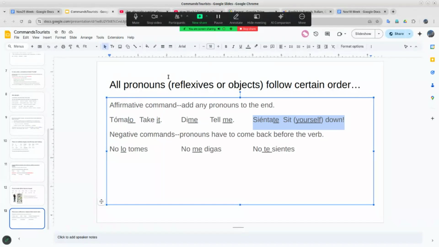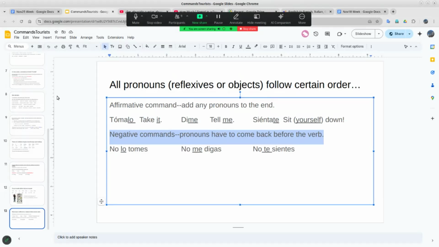You park your keister down there. Okay. Siéntate. That te at the end is a reflexive pronoun. It doesn't matter what kind of pronoun. If you have a pronoun attached to the idea of a command, for an affirmative command, you must slap it onto the end, right? Tómalo, dime, siéntate. A yes command, you do attach. A no command, you don't attach.